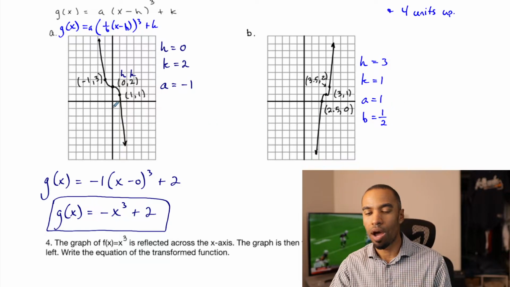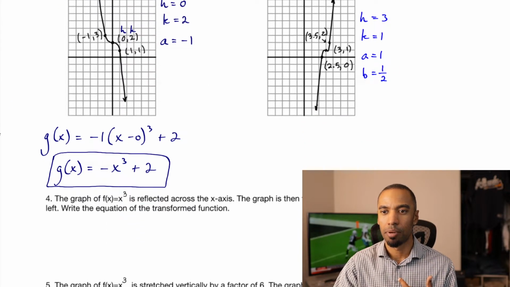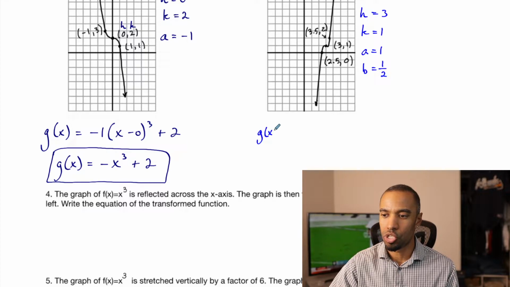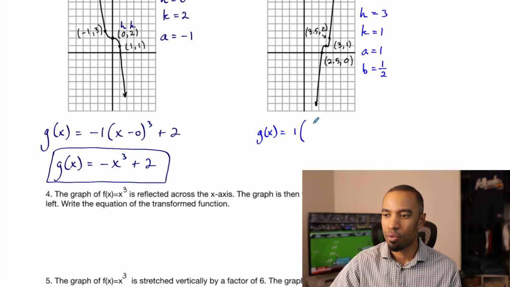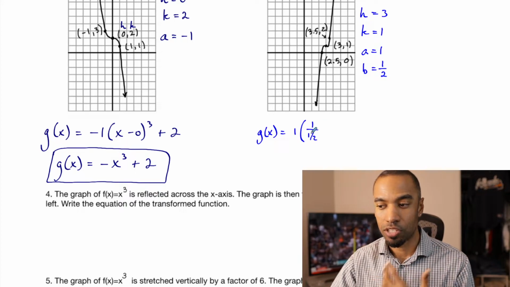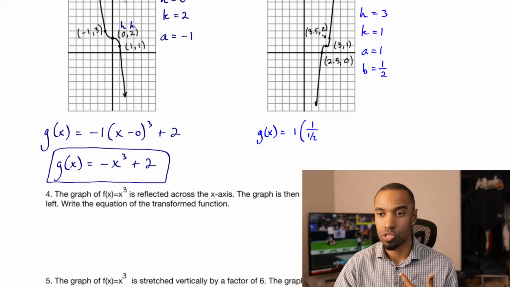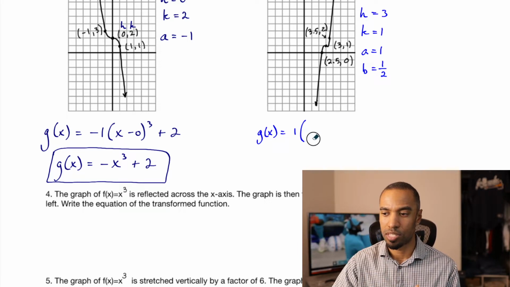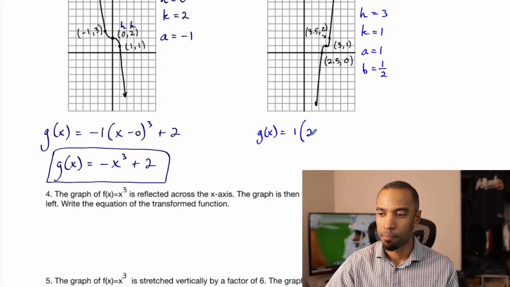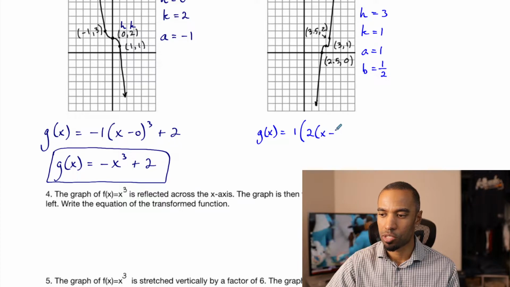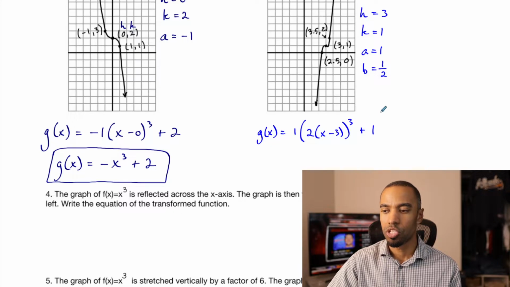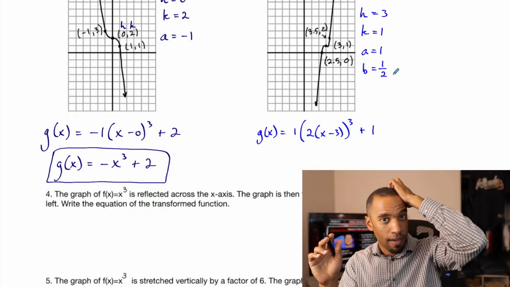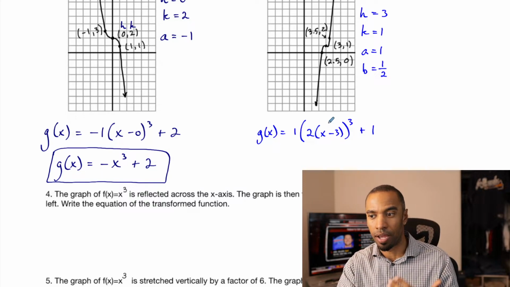So in this very raw form, and we're going to have to do some simplification here, guys, it's G of X equals, the A is 1. I really shouldn't write it, but 1 times. Now, this is 1 over 1/2. If you're fine with me writing that as a 2, guys, if you understand that 1 over 1/2 is 2, right? The B being 1/2 means that's 2. I'm going to go ahead and write that as 2, okay? Times the X minus H, so X minus 3. This is cubed, and then plus K is plus 1. There's the raw form.